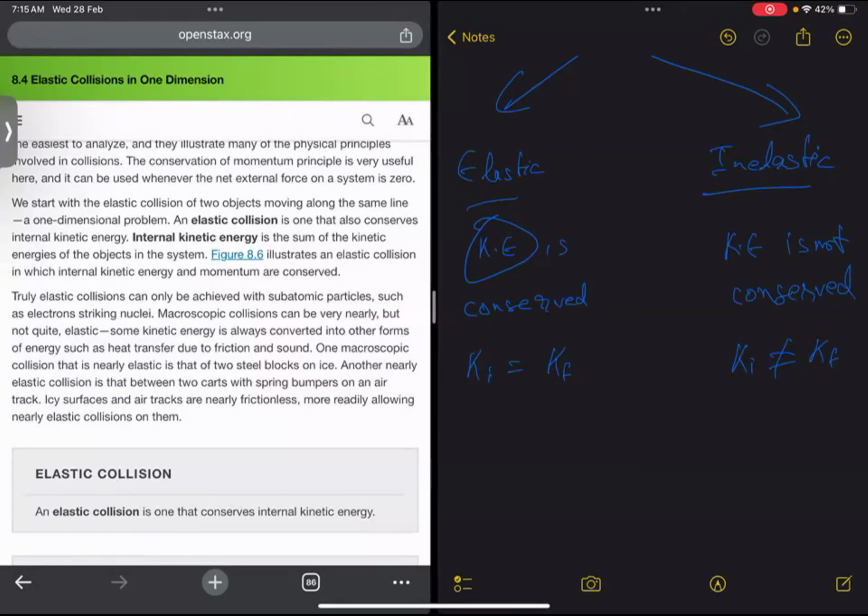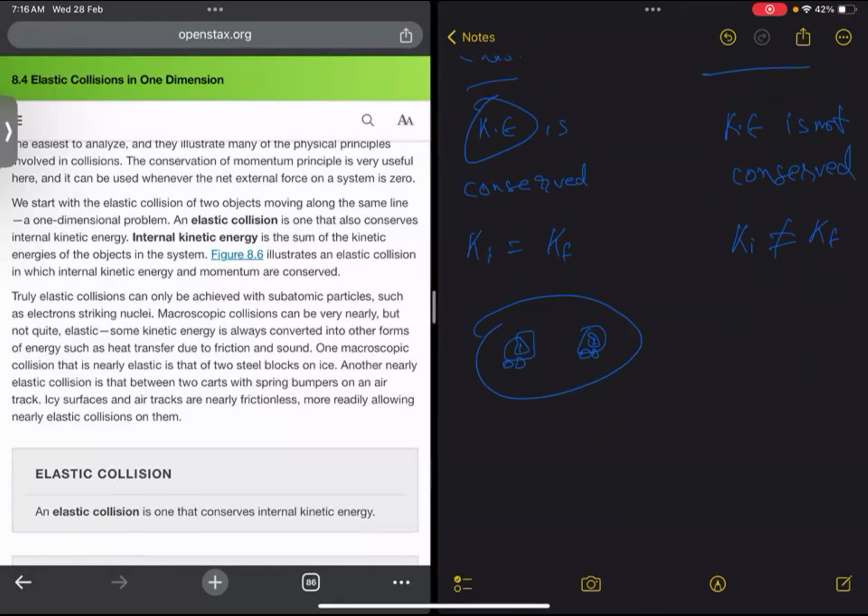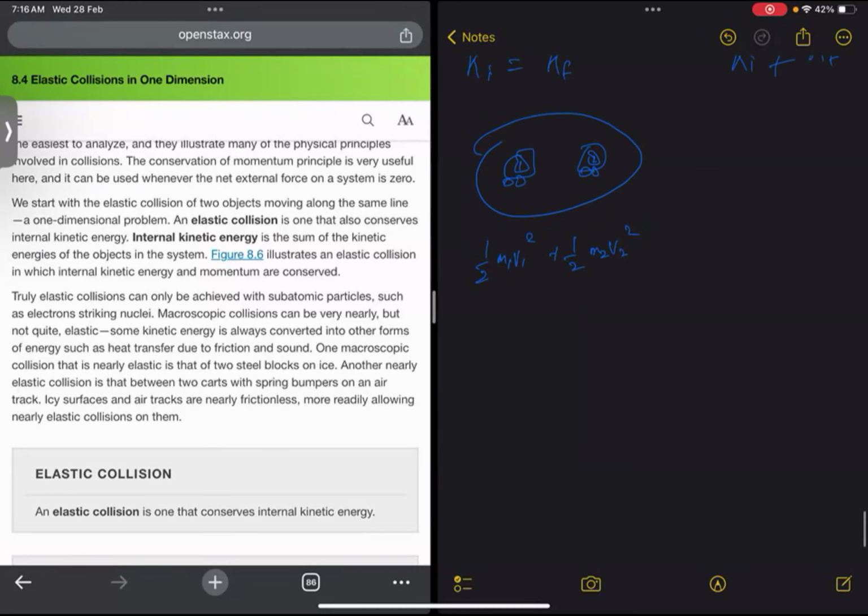Let's say the system has two cars, car 1 and car 2. What is the initial kinetic energy of the system? That will be 1/2 m1 v1 squared plus 1/2 m2 v2 squared. This is the internal kinetic energy of the system. And what is the momentum of the system? It will be m1 v1 plus m2 v2, the vector addition of the two momentums. That is the momentum of the system.